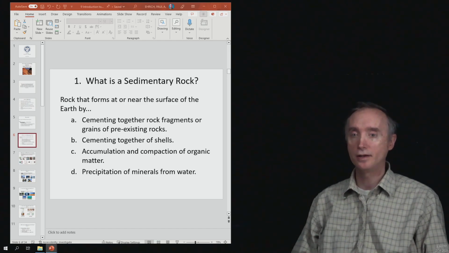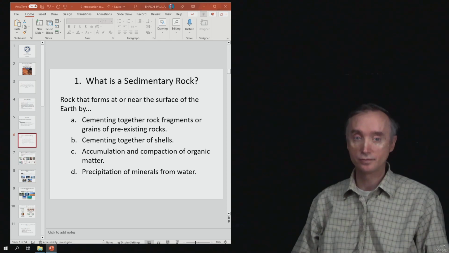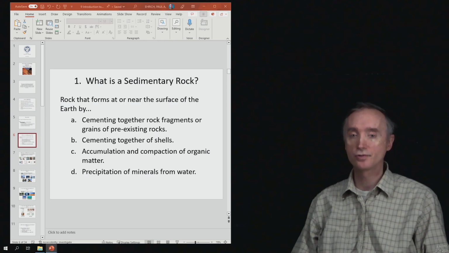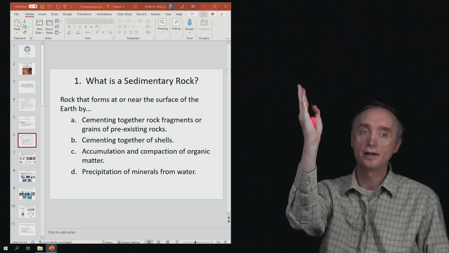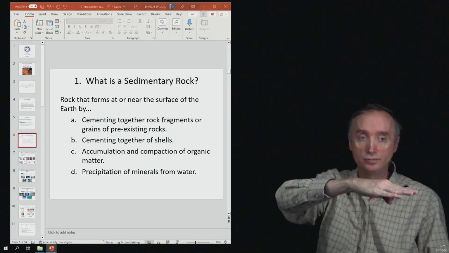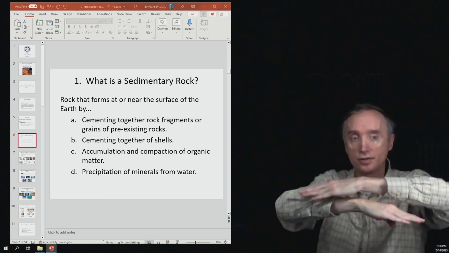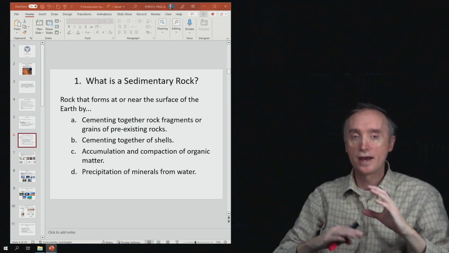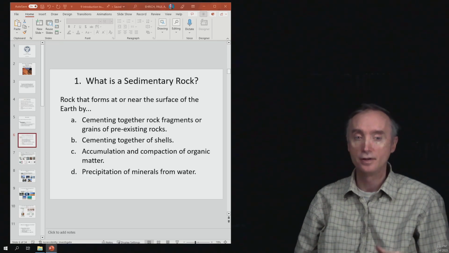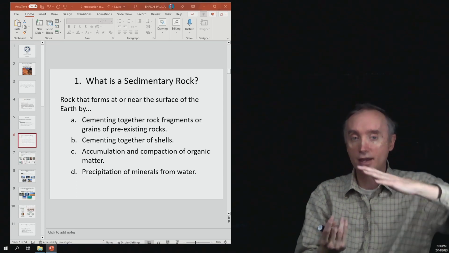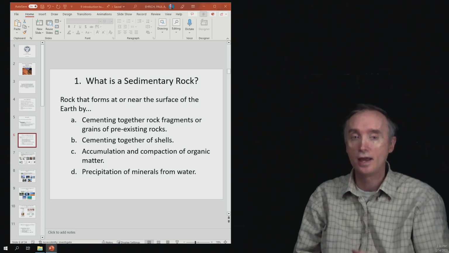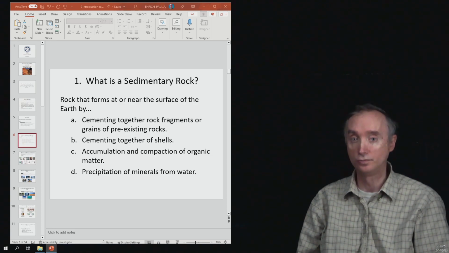Okay, C, accumulation and compaction of organic matter. What we're talking about here is things like leaves. If you've got a tree that is growing in a swamp, and when it dies it falls into the swamp, and then another tree dies and falls on top of it, that organic matter that made up the tree can be squished together, and eventually that can turn into coal.